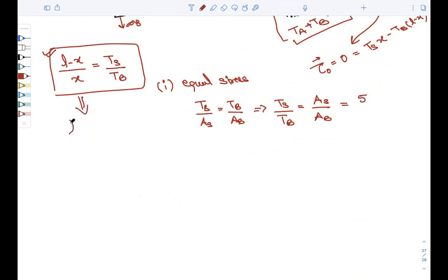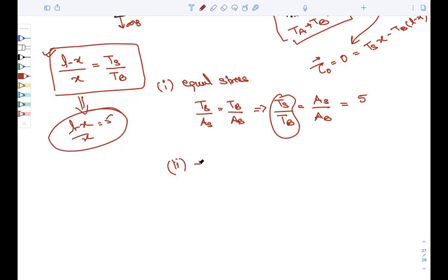So put the value: (L minus X) by X equals 5. You can easily get the value of X. It is your job to do that. I'm just discussing things. So in the first case, L minus X by X, or the L or the X, depends upon the TS by TB ratio only. This you need to conclude. First thing, this you need to conclude.